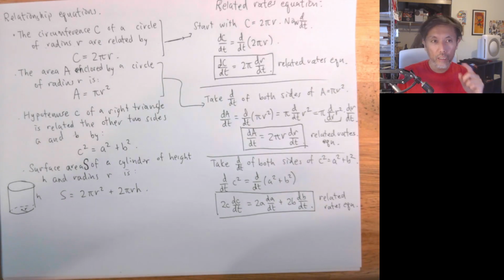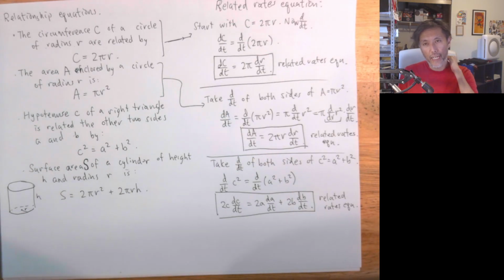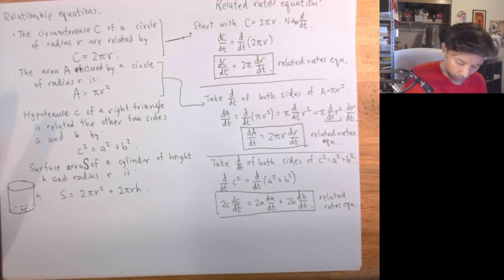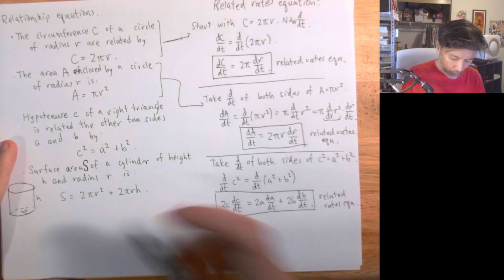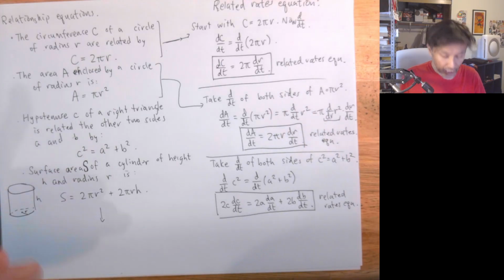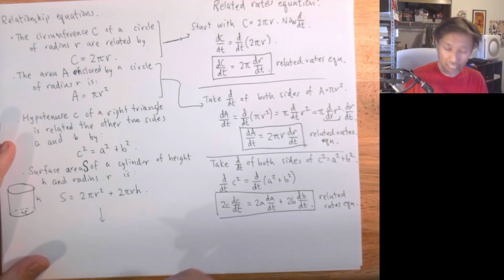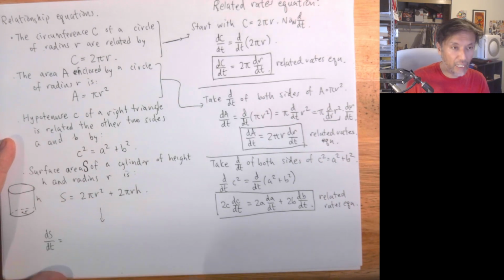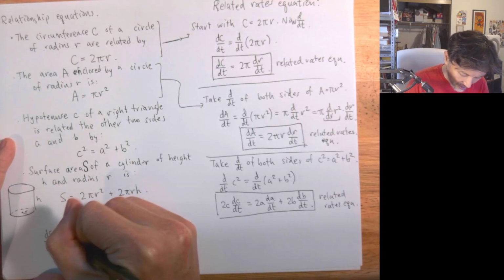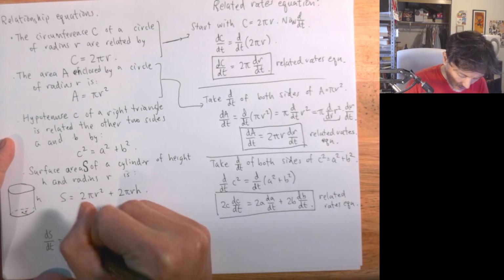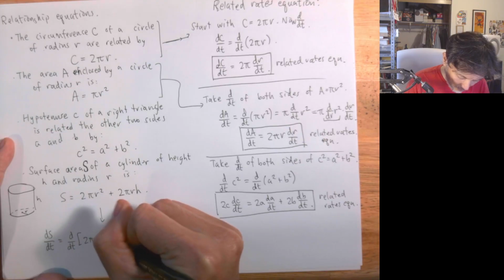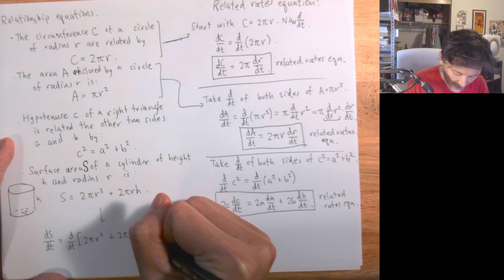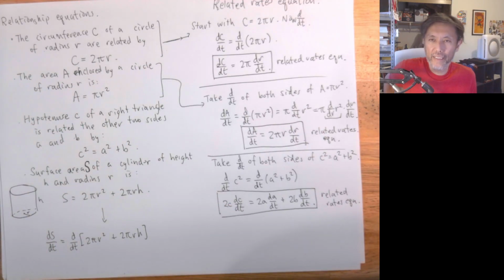Okay, let's do one more. Let's do this last one, the surface area, and then we'll get to doing some actual related rates problems. Let's do this down here. So d/dt both sides as usual. I'm going to get dS/dt on the left, and on the right, I'm going to get d/dt of 2πr² plus 2πrh. Now, this is admittedly more complicated, right?